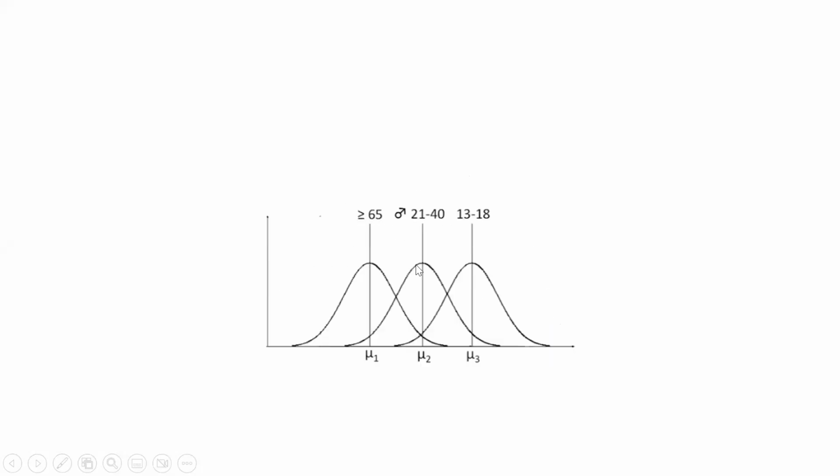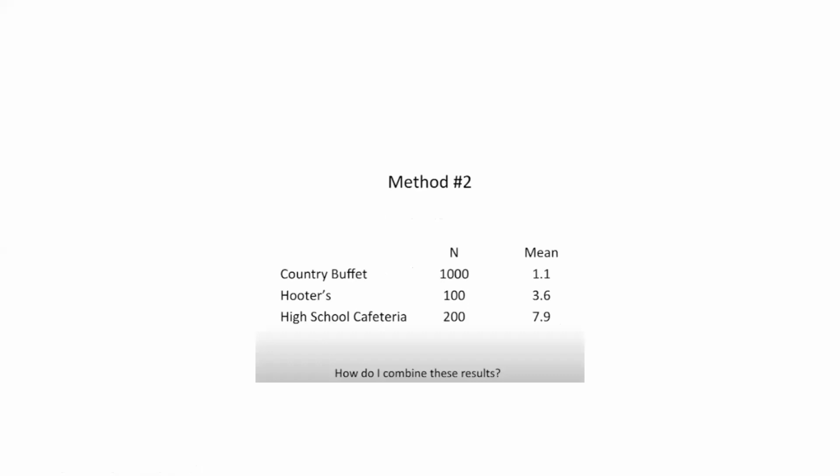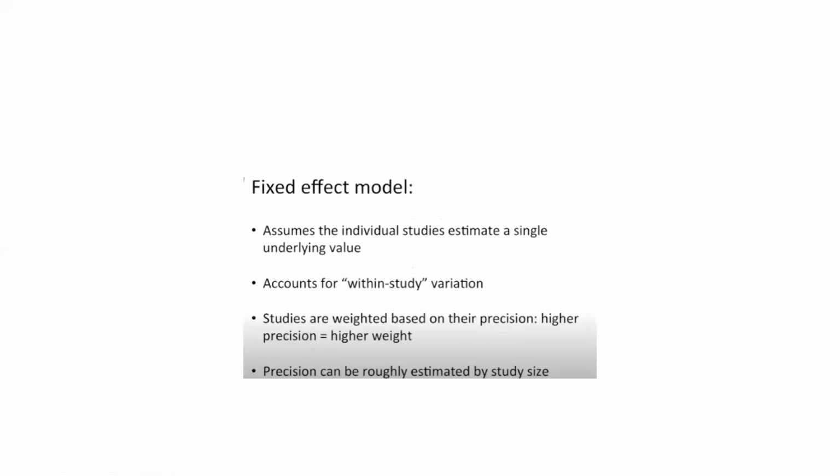So you use random effect when you have done your calculation in the meta-analysis and you see that the studies are heterogeneous. That means they are significantly different from each other. So that is for random effects.